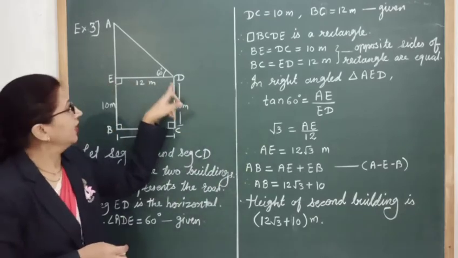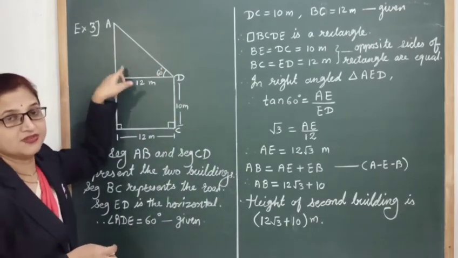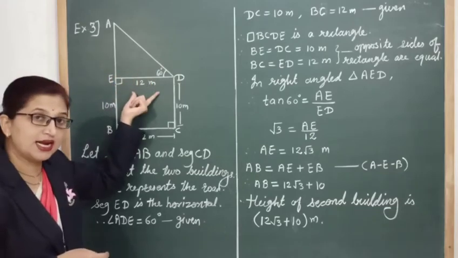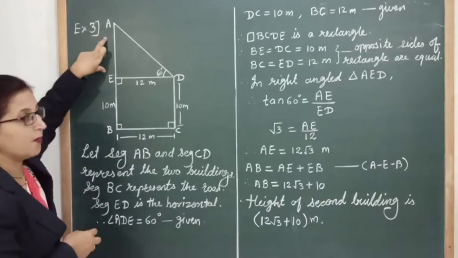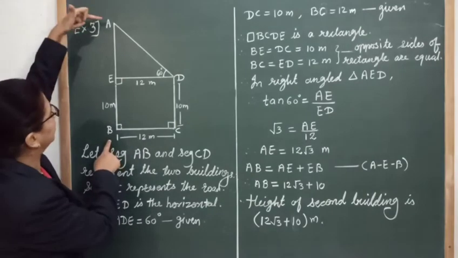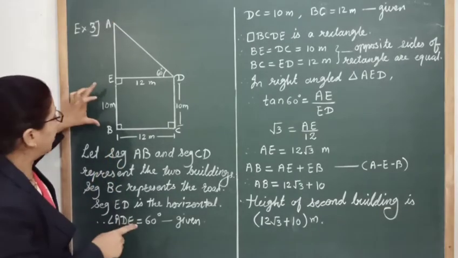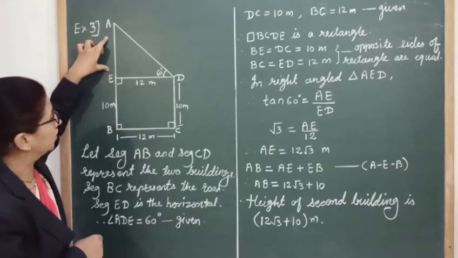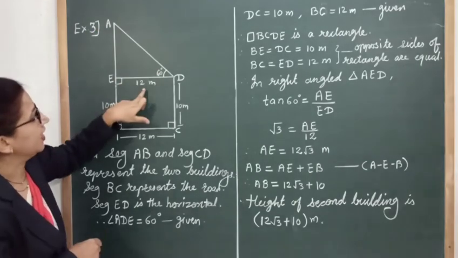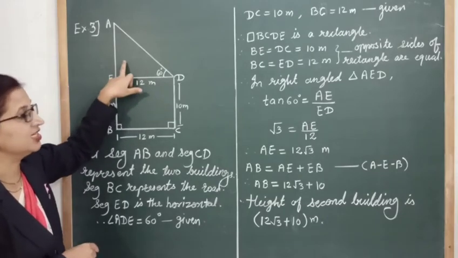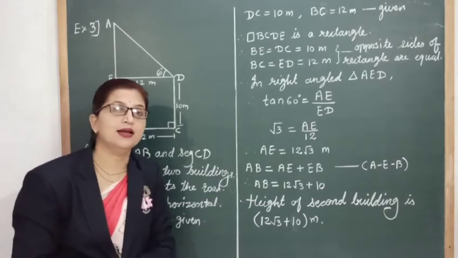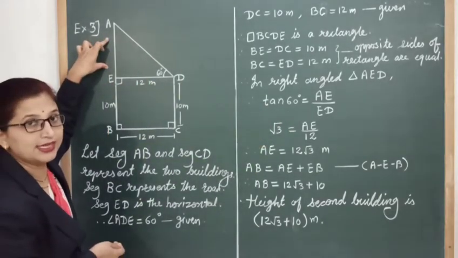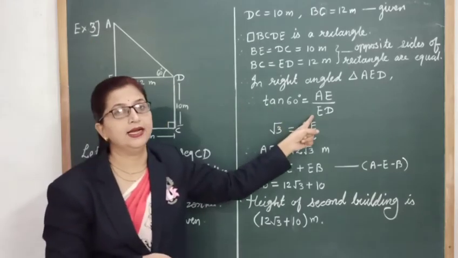Now, in this triangle AED, theta is 60 degree. Its adjacent side is given. Now we have to find out the opposite side. Actually, we want to find out the whole length AB. So now we got this EB. We need only AE. So in the triangle AED, adjacent side is there, theta is there. So let's find out this opposite side by taking tan 60. So tan 60 is equal to opposite side, that is AE, upon adjacent side ED.